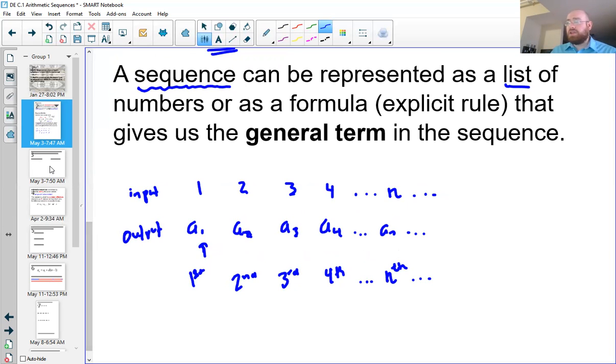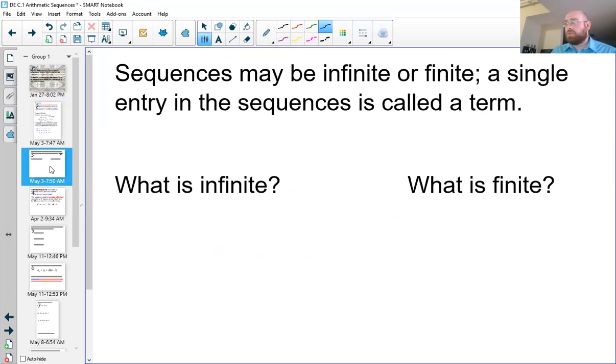In our next video, we're going to talk about arithmetic sequences, but there's one last thing to talk about in this video. And that is sequences may be infinite or finite. So a single entry in a sequence is called a term. So an infinite sequence is one like 1, 2, 3, 4, 5. I think I said series when I meant sequence.